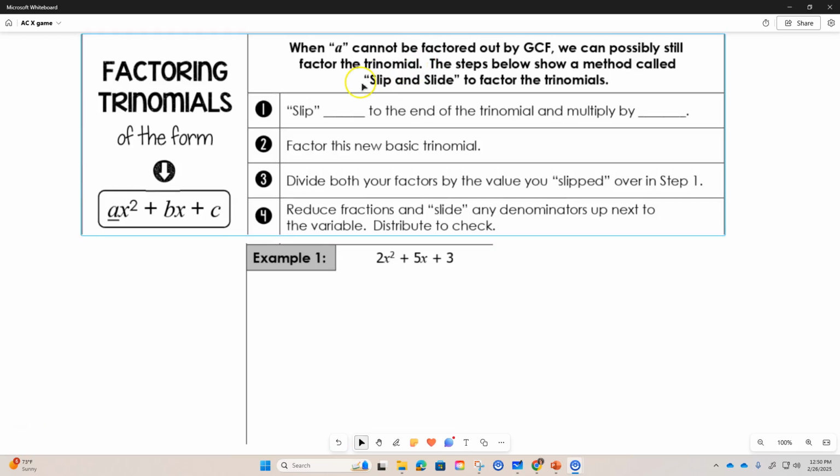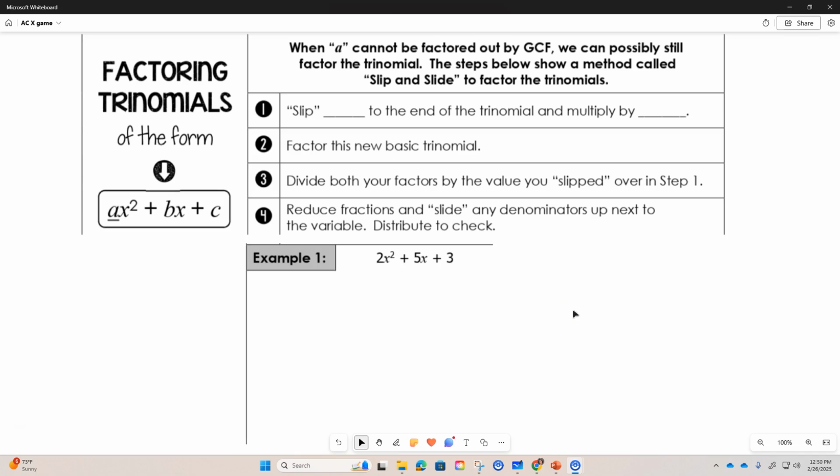All right, we are going to call this method the slip and slide X game. It's the slip and slide X game. Again, we have an A that cannot be factored out. Here's an example. We have an A of 2. 2 will not factor from a 5 or a 3, so that means we can't pull out that 2 to make this be just an X game. So we're going to call this the slip and slide X game.